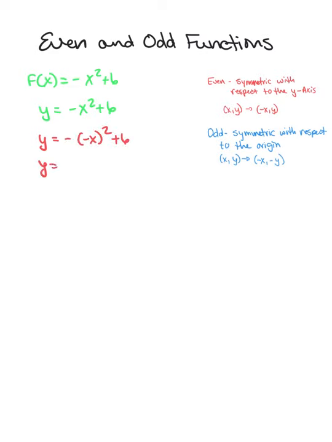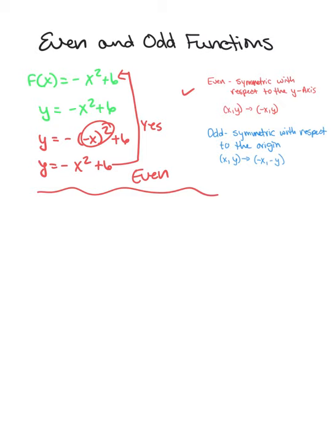So I have y is equal to negative, remember, x squared. Negative x squared is a positive x squared plus 6. Is this what I started with? Yes, it is. So it is symmetric with respect to the y-axis, so it is even. And I'm not even going to check the odd. Let's look at another problem.